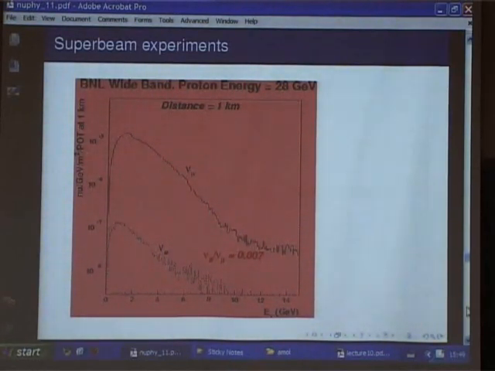So the super beam is in some sense the most naive way of making a neutrino beam. It's also good because people have been making such beams for decades, so they are used to this. The technology is very, very good. This is the super beam. Super beam is also called a conventional beam.